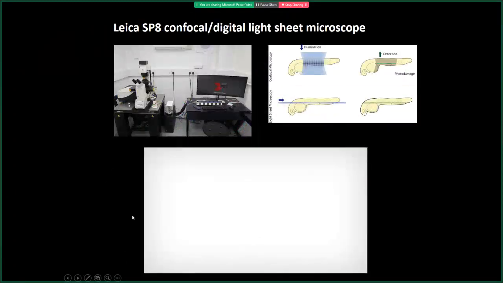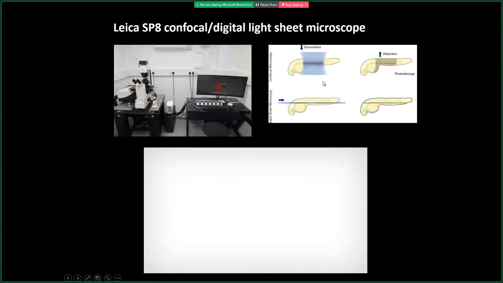Okay, so our most recent acquisition is a Leica SP8 confocal, which does everything I've just shown you the previous confocal microscope does, but actually does more. But it's also equipped with digital light sheet capability. So what is digital light sheet capability?